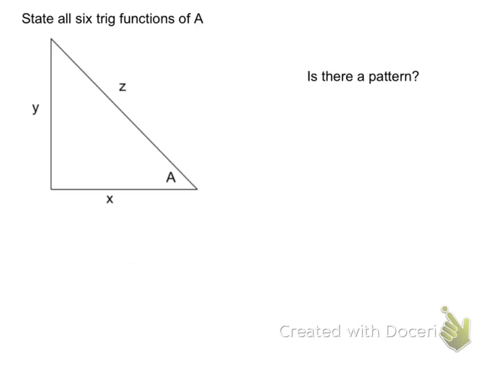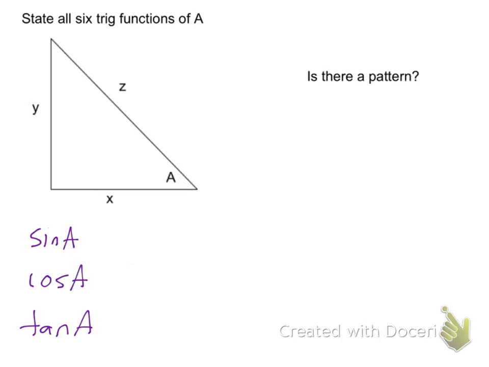So, first off, I want you to take A, and I want you to find all 6 trig functions for angle A. You've got your sides. So I would start off with sine of A, cosine A, and tangent.